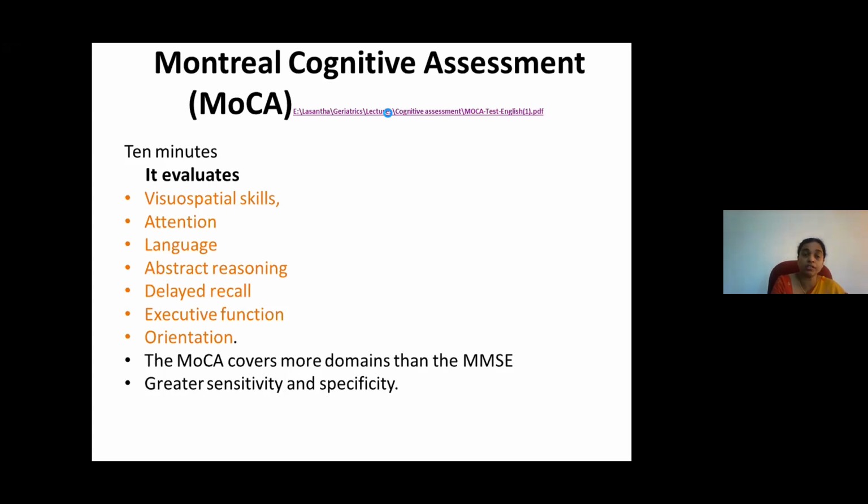So once we screen by using a brief test, then this Montreal Cognitive Assessment, MOCA, is a good assessment tool to categorize their cognitive impairment. So there are 8 components, and it is widely used as an advanced cognitive assessment method. Mainly the executive function and the abstract thinking process is assessed in the Montreal Cognitive Assessment. So the MOCA covers more domains than MMSE, as I said, and it has greater sensitivity and specificity.